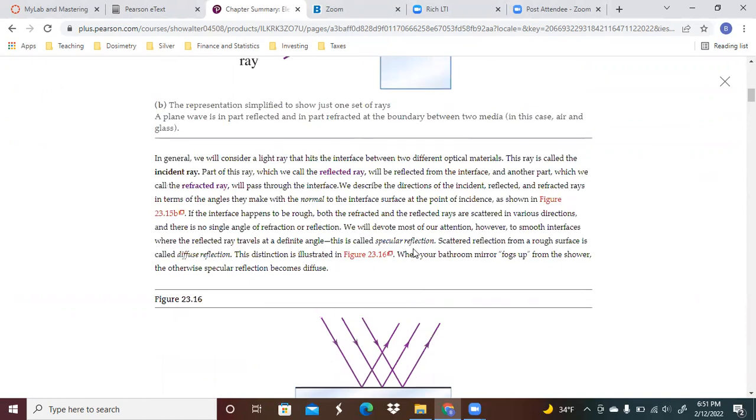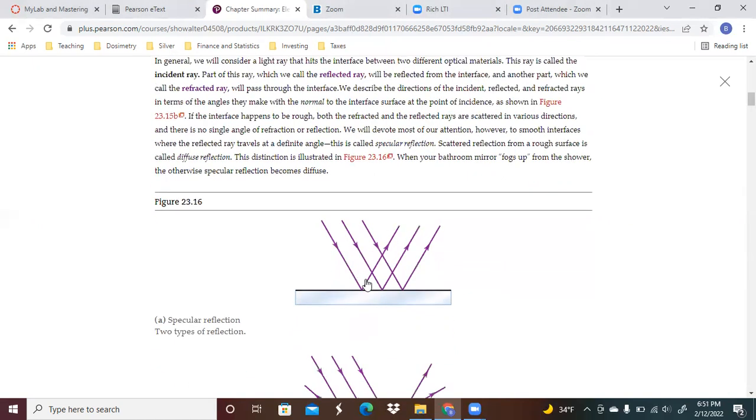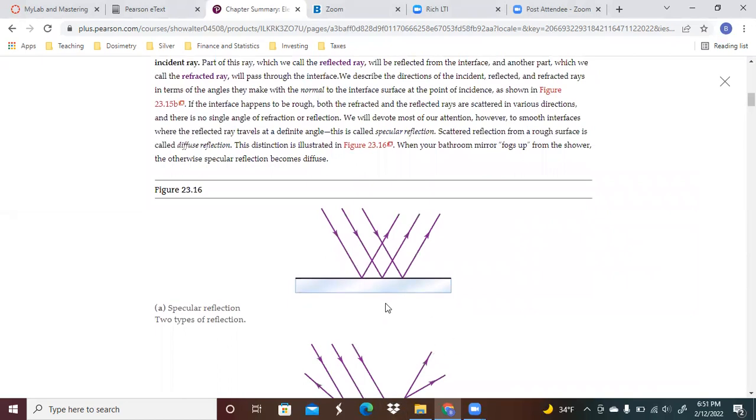We're going to be paying most of our attention to smooth interfaces where the reflected ray travels at a definite angle. This is going to be called specular reflection. Scattered reflection from a rough surface is going to be called diffuse reflection. This distinction is illustrated here in this particular picture.